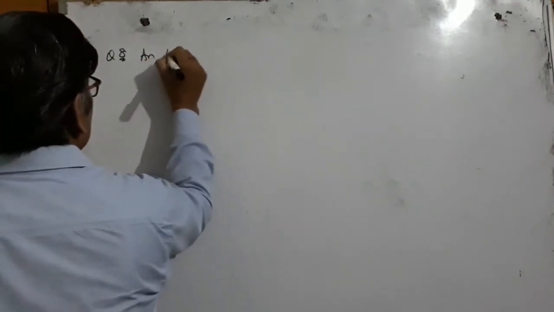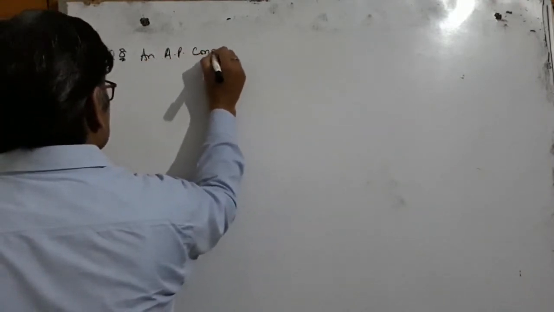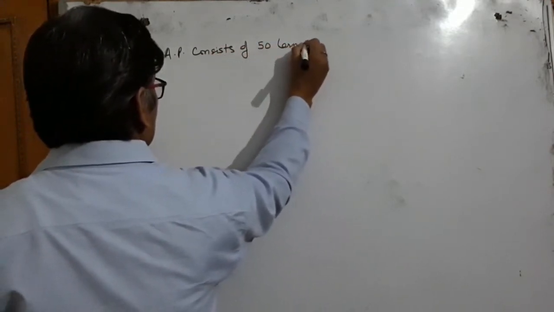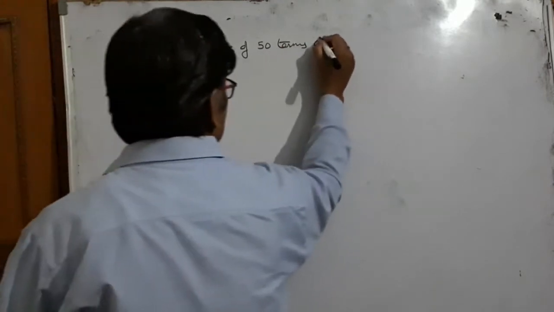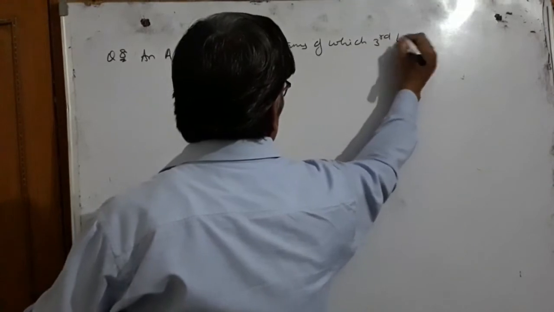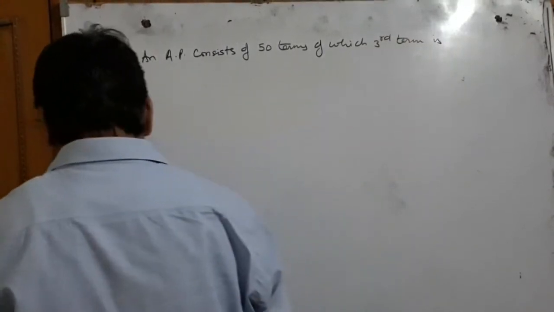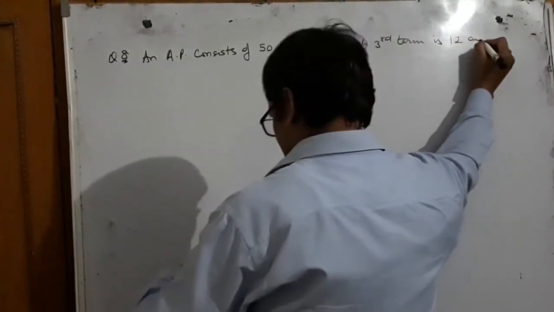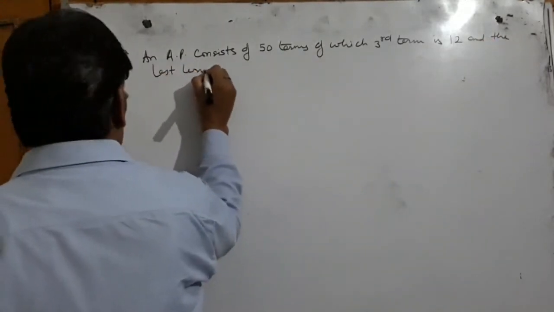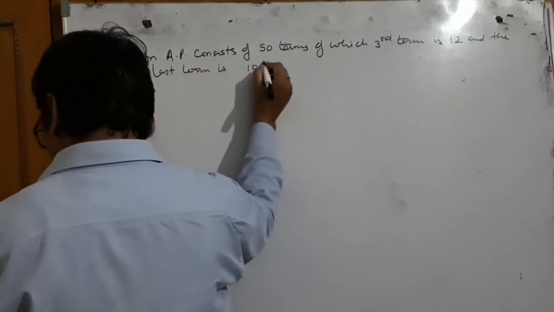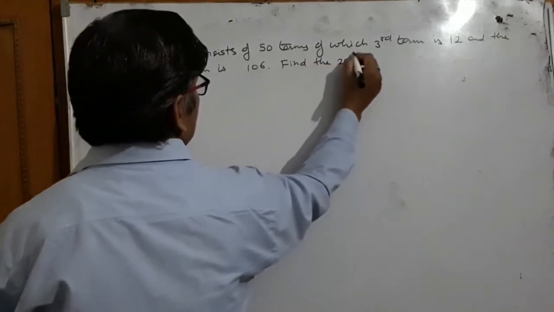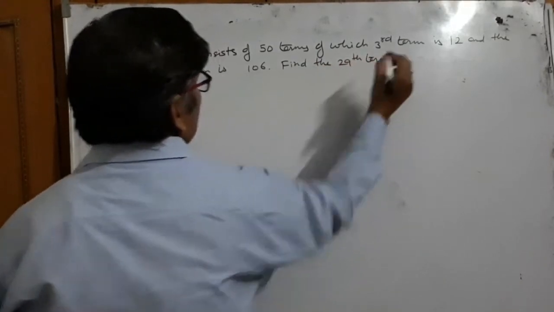An AP consists of 50 terms, of which the third term is 12 and the last term is 106. Find the 29th term. This is question number 8.